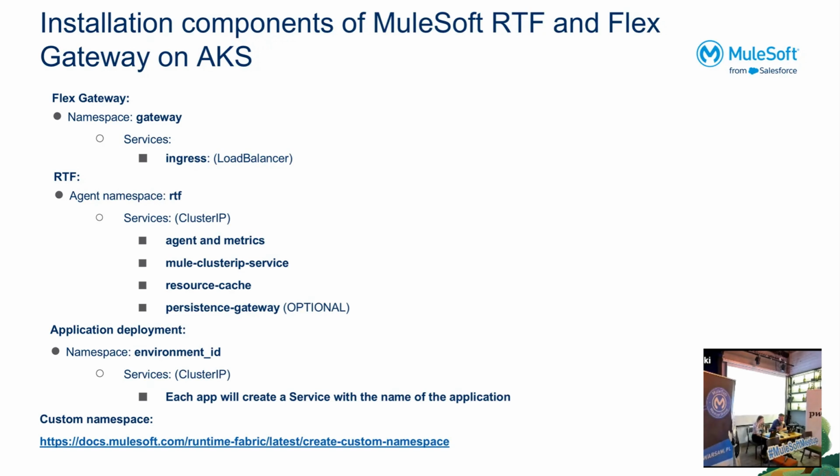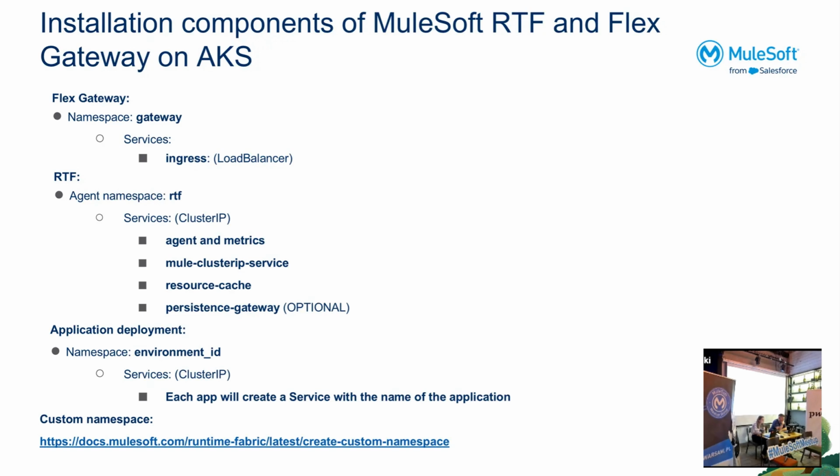As I mentioned, there are some Kubernetes concepts that you need to know: the services and the namespaces around Kubernetes, and what is created when the installation is completed and the applications are deployed. For Flex Gateway, when we install it on Kubernetes as a Kubernetes deployment, it will create one namespace. By default, it's called gateway, but you can customize that easily. It exposes one Kubernetes service, which is called ingress, and it is of type load balancer. And this is pretty much it about Flex Gateway, because all the rest you will be customizing and managing from Anypoint Platform.